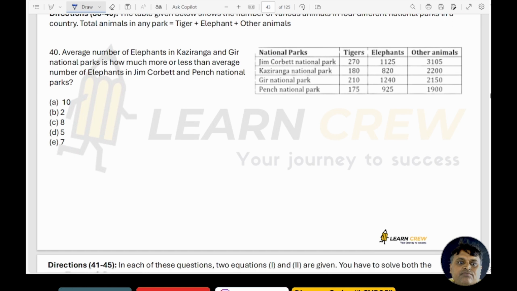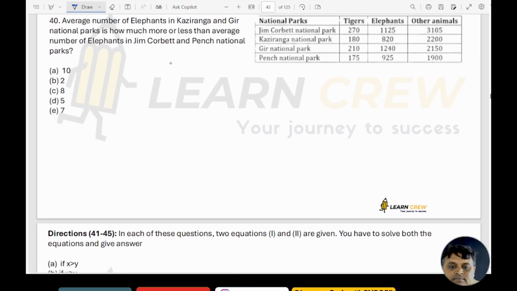The next, 40th question. Average number of elephants in Kaziranga and Gir National Park. So 1240 plus 820 by 2, minus average number of elephants in Jim Corbett and Pench. Jim Corbett and Pench, it is 1125 plus 925 by 2. If you see here, the difference is 10 by 2. How much? 5. So the answer is 5.